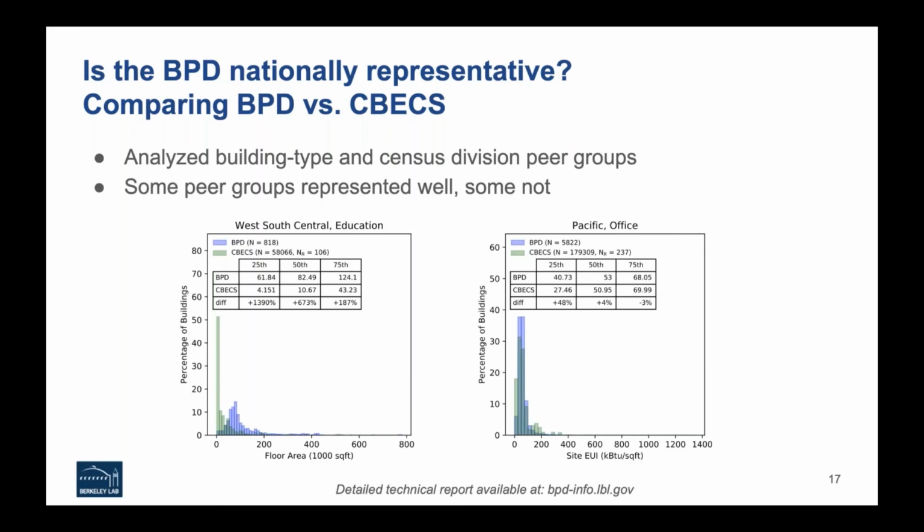The one on the right is actually for site energy use intensity for office buildings in the Pacific, and there's a pretty good overlap between those two histograms. You'll see that the medians are pretty close. For BPD it's 53 kBtu per square foot, and for CBECS it's about 51. So it's just about a 4% difference in EUIs.